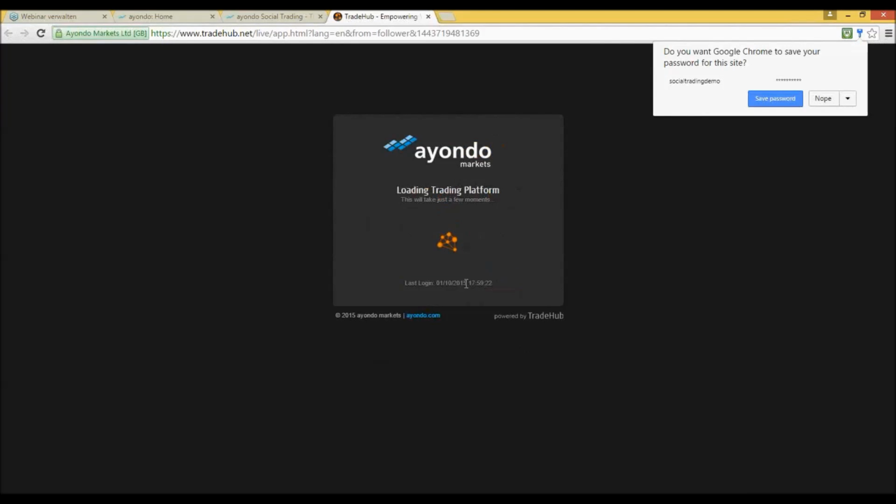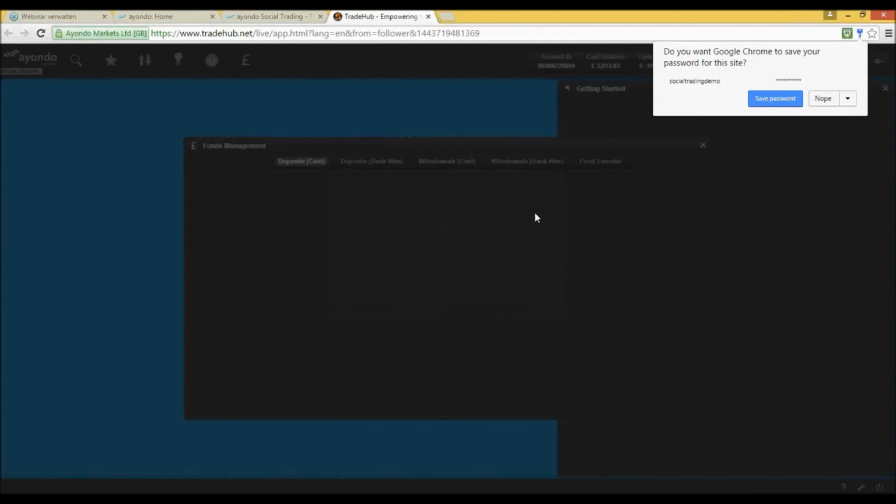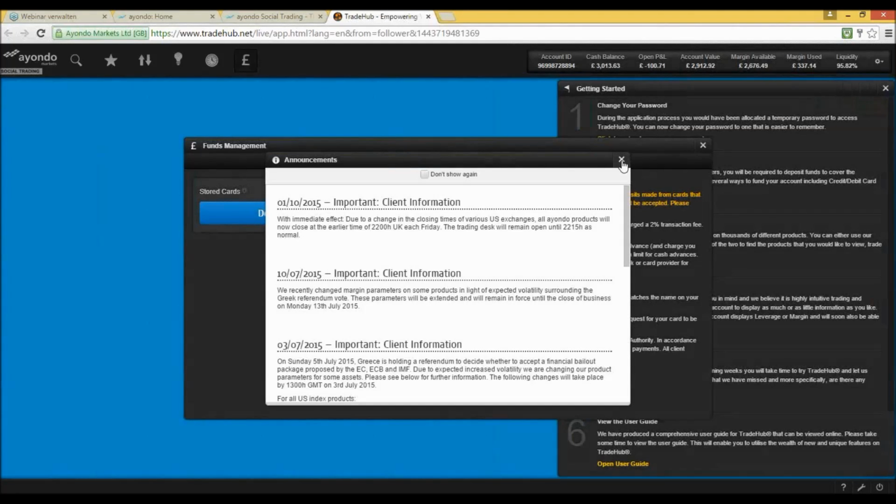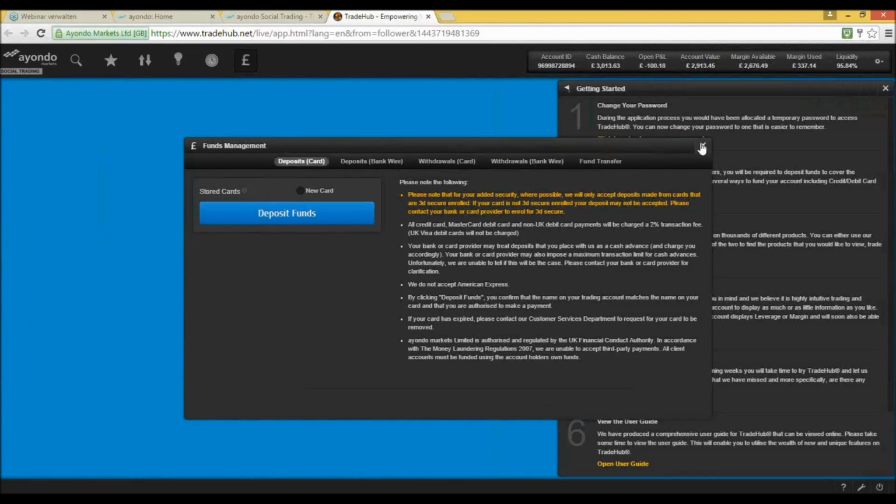And click login, and it will take you to the TradeHub platform. You'll be prompted with some announcements, maybe just telling you some market news, some client information. We can close all of that down for now.